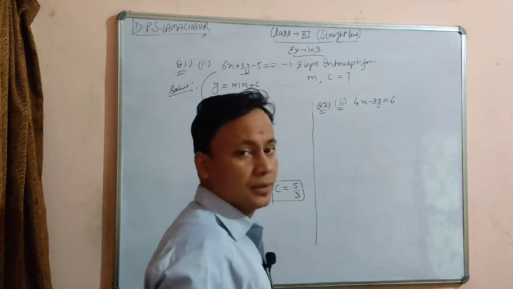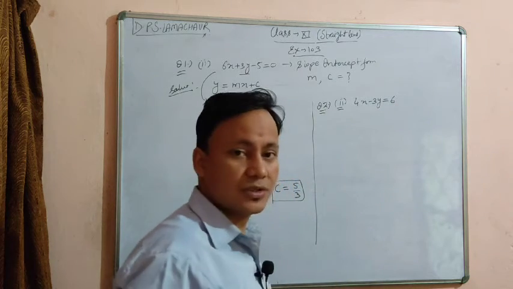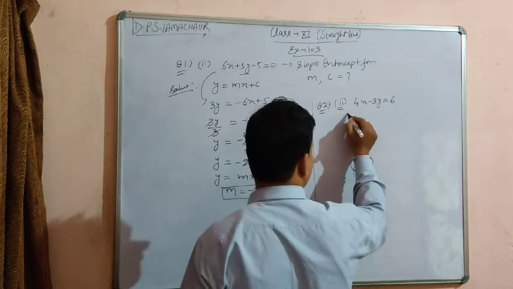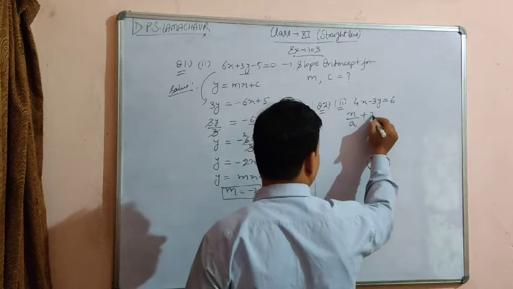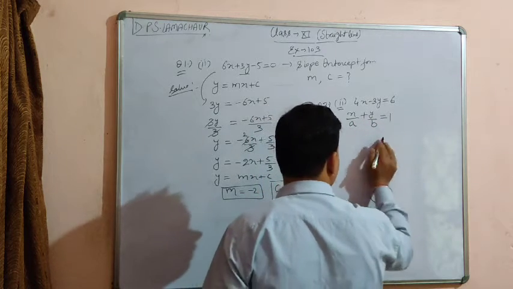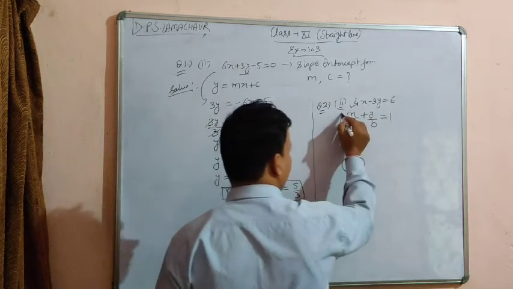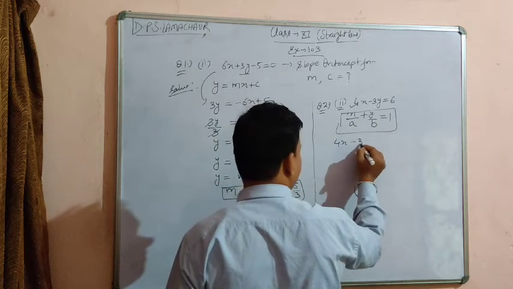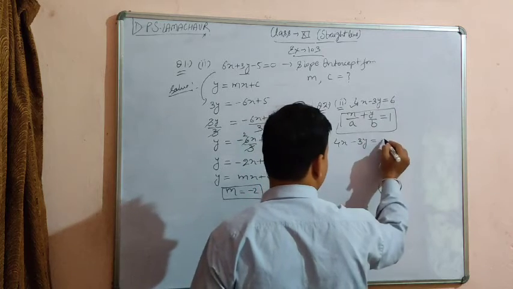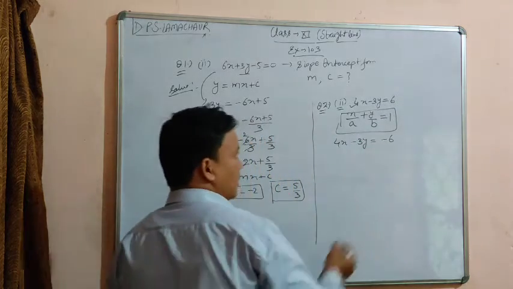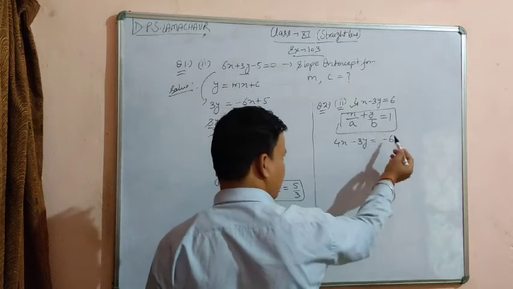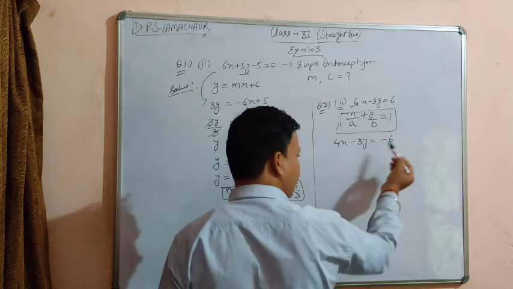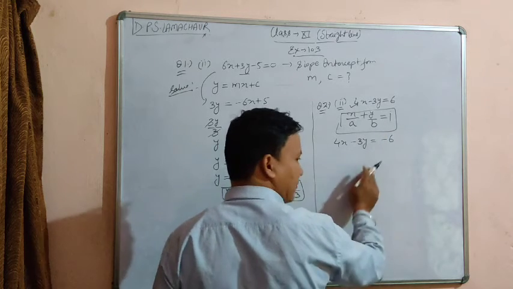What we have to do here, beta? Here we have to reduce this general equation into intercept form. So first write the intercept form of the equation: x upon a plus y upon b is equal to 1. For that purpose, 4x minus 3y, shifting 6 to the right hand side, we get 6. Now see here, in intercept form the right hand side should be unity, right? In intercept form, what is on the right hand side? 1. So for that we have to divide the whole equation by 6.